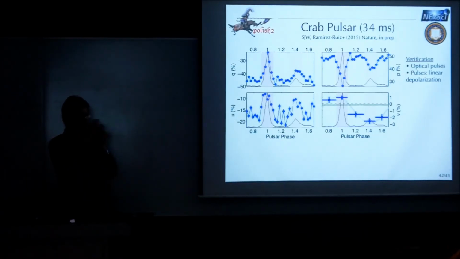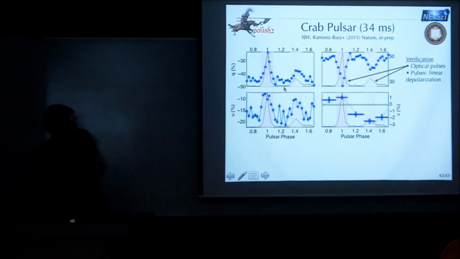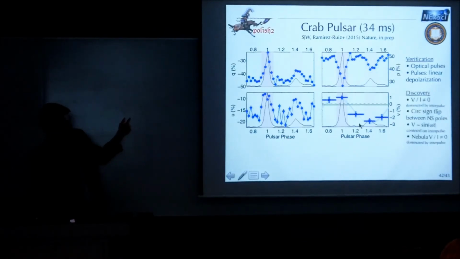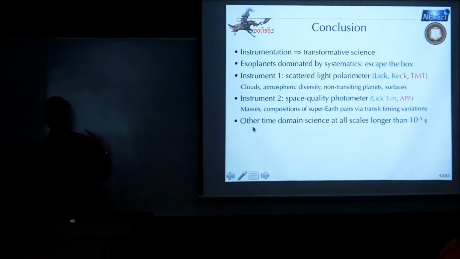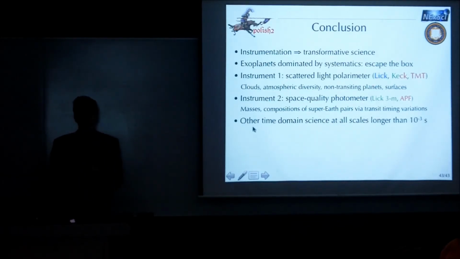It's been known for a while that there are 2 pulses per rotation of this star. We can see that here in black curves, so in our data we see the pulses. We also see that the linear polarization decreases. But really what I want to show is the detection of circular polarization. We see sinusoidal modulation in circular polarization that's never been seen before. When you have an instrument that's sensitive to things at very high timescales, there are other kinds of science that can be done. So to conclude, instrumentation is what drives transformative science.